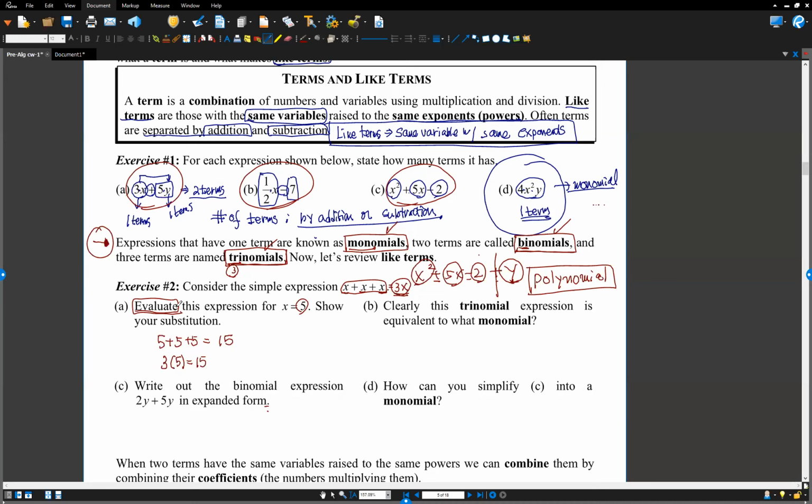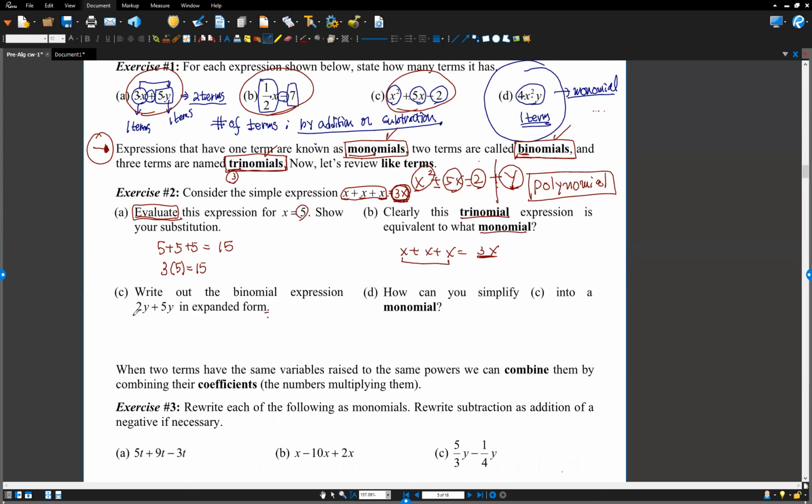In this case, we're going to use a different name. This is trinomial, x plus x plus x. When you simplify, 3x is one monomial now, okay, because they are like terms. We change to monomial. So x plus x plus x equals 3x. We can change to monomial because they are all like terms.